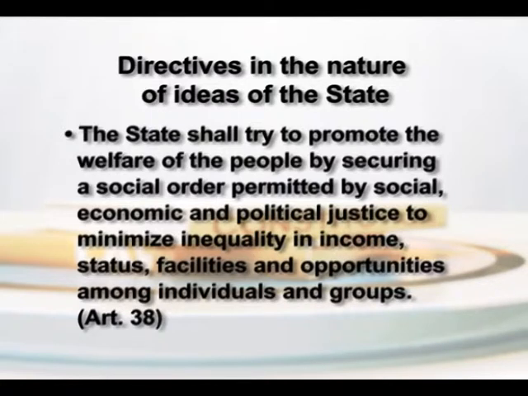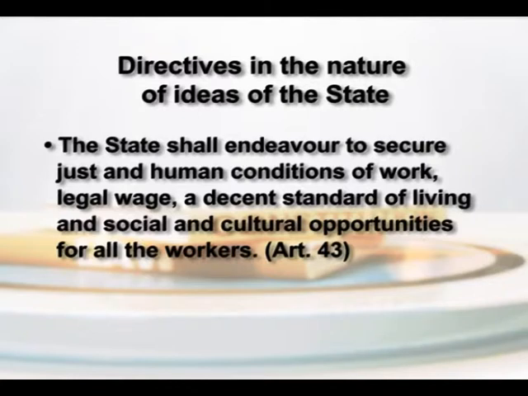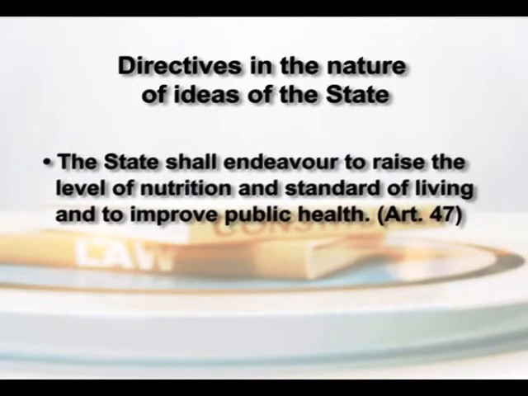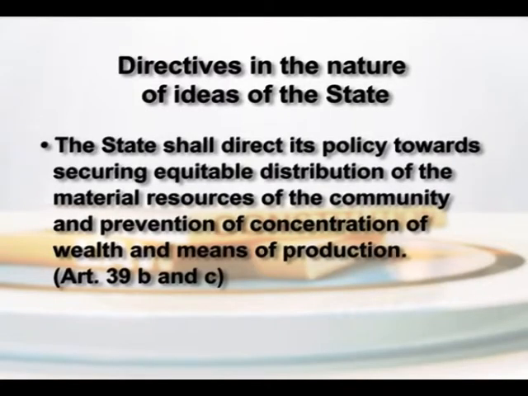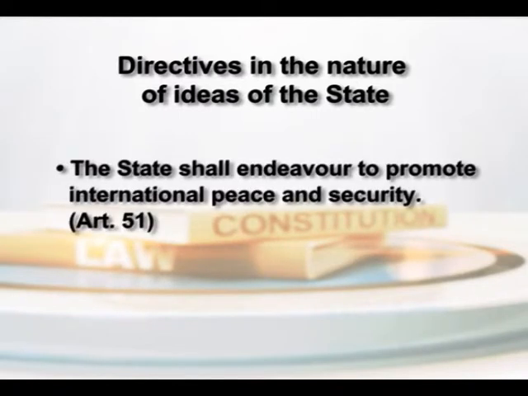Article 38. 2. The state shall endeavor to secure just and humane conditions of work, a living wage, a decent standard of living, and social and cultural opportunities for all the workers. Article 43. 3. The state shall endeavor to raise the level of nutrition and standard of living and to improve public health. Article 47. The state shall direct its policy towards securing equitable distribution of the material resources of the community and prevention of concentration of wealth and means of production. Article 39b and c. The state shall endeavor to promote international peace and security.